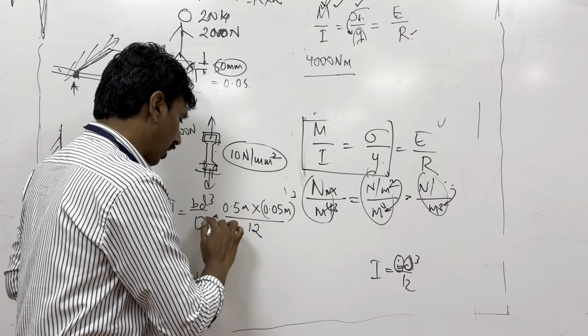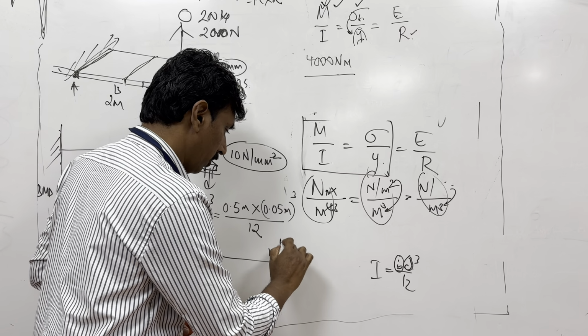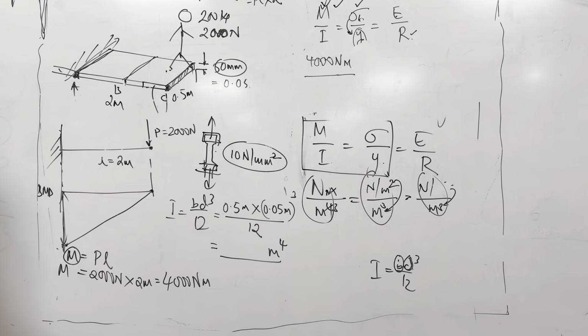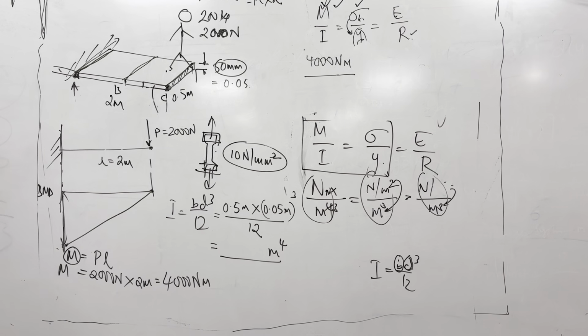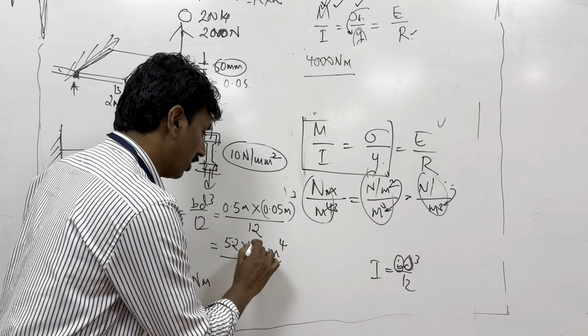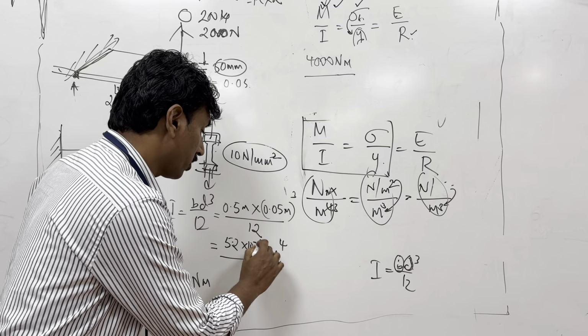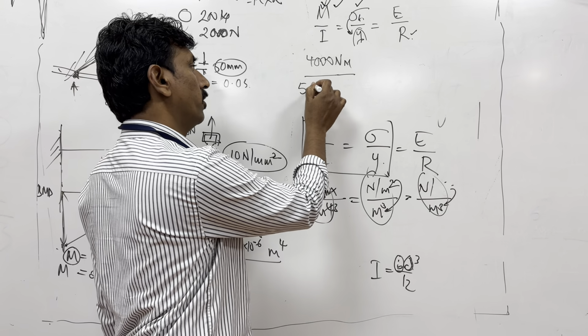If somebody can use a calculator and tell me the value that you got, that would be a great help. 0.05 to the power of 3. How much is this? 5.2 into 10 to the power of minus 6. Okay, 5.2 into 10 to the power of minus 6, which I am substituting here.